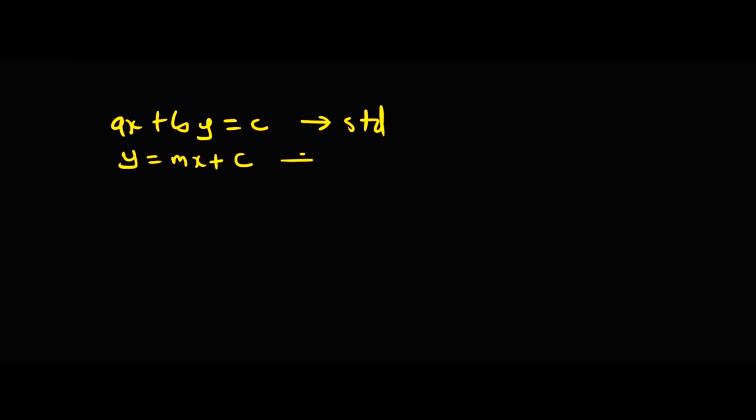First of all, there's the standard form, and that is given by ax plus by is equal to c. That is the standard form. Then there's also the slope intercept form, the one where you have y is equal to mx plus c. We call that the slope intercept form. Then there's a third one, the one that is called the point slope form.